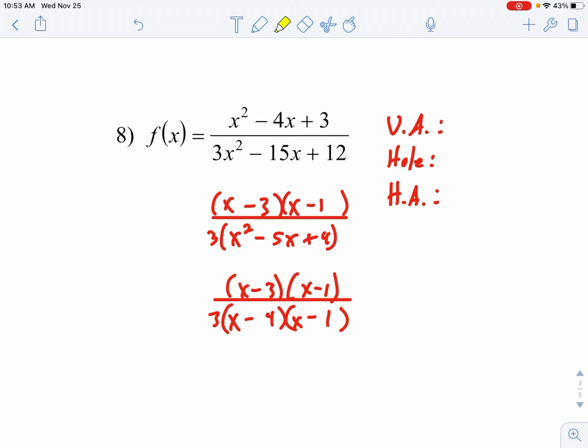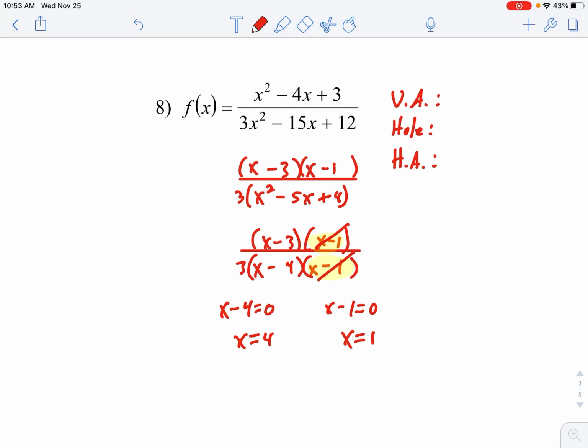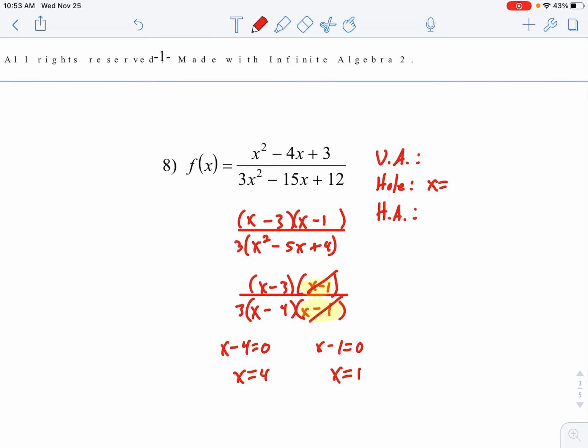Now, do you see that we do have that? So if I set the algebraic terms equal to 0 in the denominator, this gives me the discontinuities. x equals 4, x equals 1. But the x equals 1 comes from a factor that'll cancel. So x equals 1 is a hole, whereas x equals 4 is a vertical asymptote.